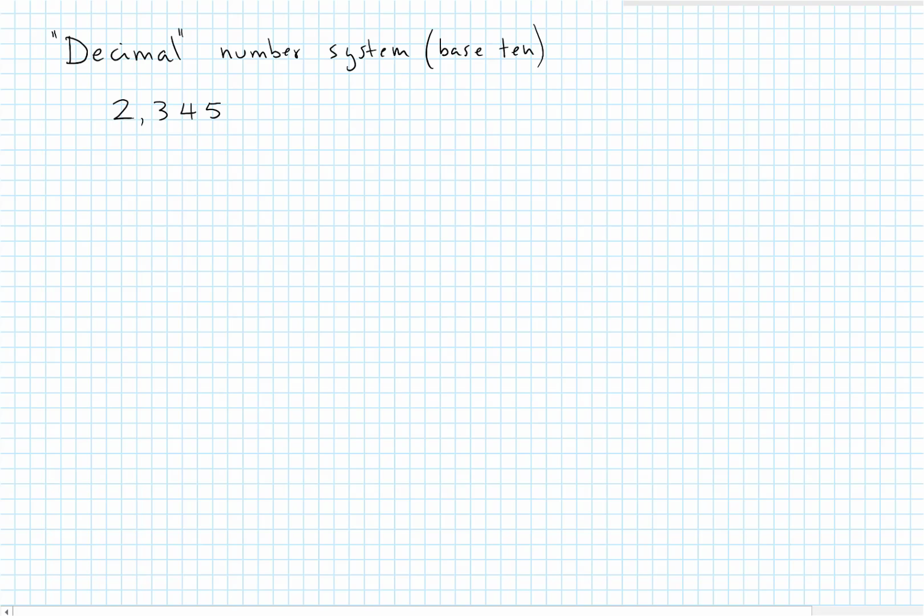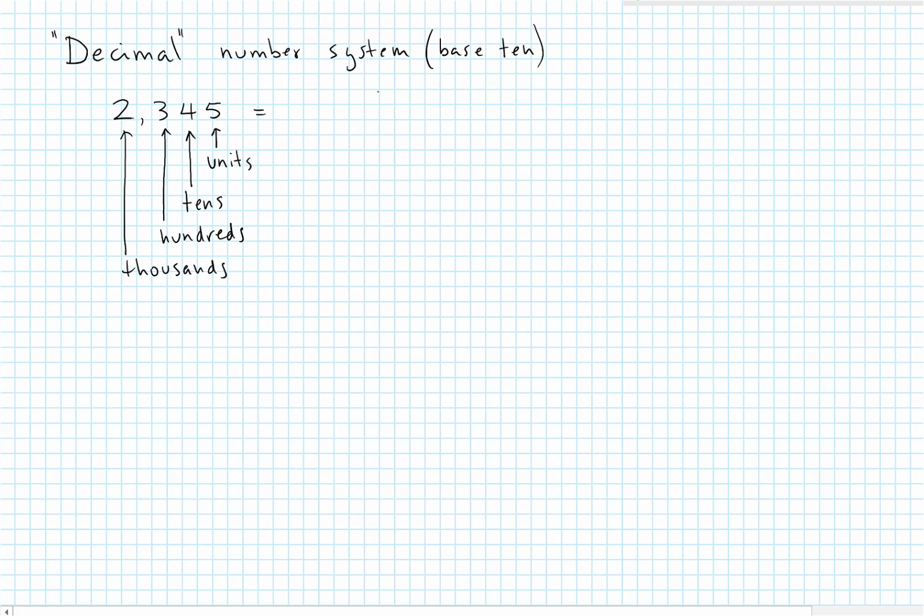The number system that we're most familiar with is the decimal number system, which basically just means base 10. So a number like 2,345 can be interpreted in terms of multiples of powers of 10. So 5, working from right to left, is the units digit, 4 is the tens digit, 3 is the hundreds digit, and 2 is the thousands digit.